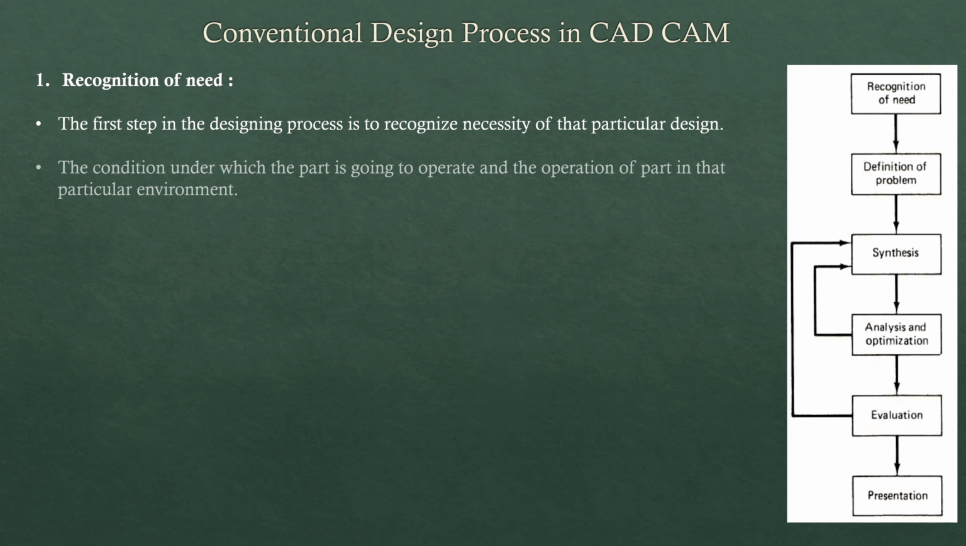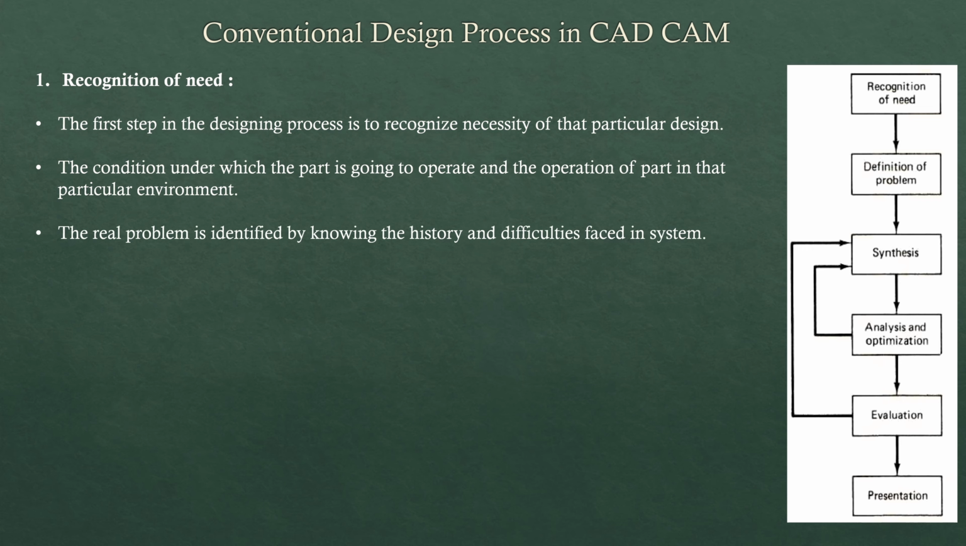The first step in the design process is to recognize the necessity of that particular design, the condition under which the part is going to operate, and the operation of the part in that particular environment. So in this first step, you need to recognize the necessity of the particular design and the condition under which the part is going to operate. And the other thing is the operation of that part in the particular environment.